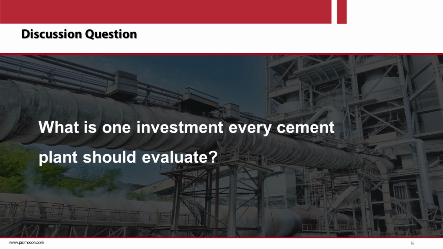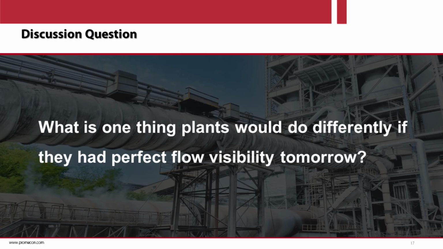Excellent. And finally, Alexandra, briefly, what is one thing plants would do differently if they had to perfect flow visibility tomorrow? Okay, thank you. So to answer this question, I have to tell you an emotional story. What often saddens me is when I see a plant having our PROMECON reliable gas flow meter, which is drift-free, and then not utilizing it, not implementing it in a DCS or only showing a value, but not using it for some fan optimization or so on. So this would be the first step.